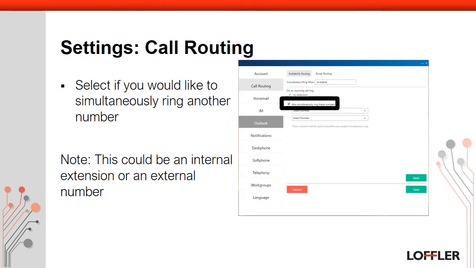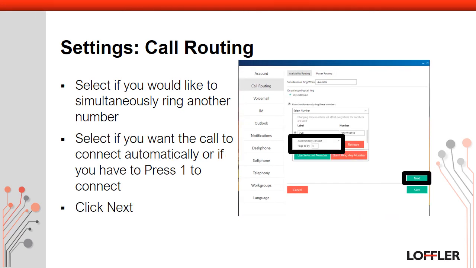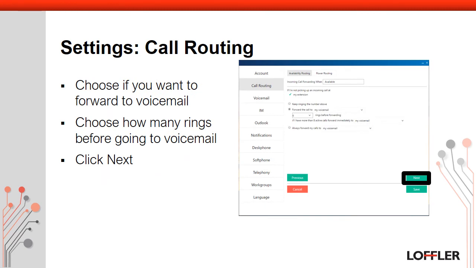When you start the wizard, you can choose if you would like to simultaneously ring any other numbers. This could be a cell phone or a different extension. Once you have added numbers in, you can choose if you would like the call to connect automatically or if you have to press 1 to connect to the call. When finished, click Next. Choose if you would like the call to forward to voicemail and how many rings you would like before it goes to voicemail. Once you have made your changes, click Next.